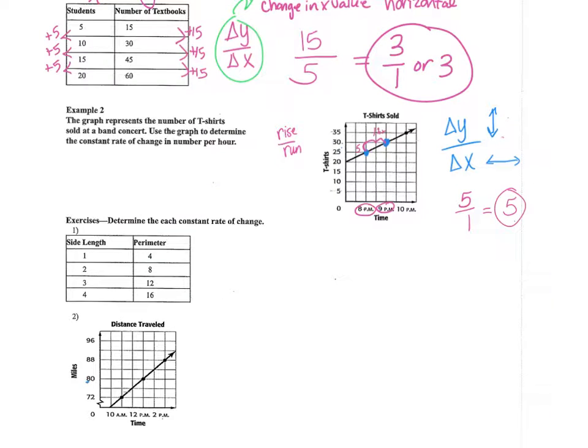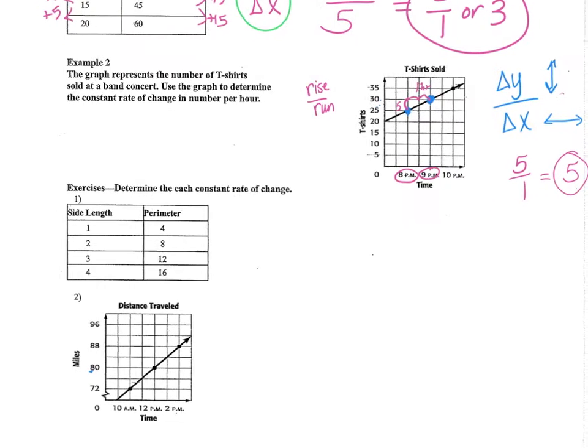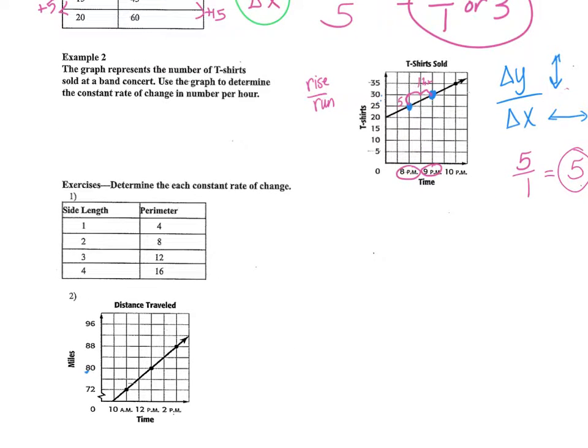Okay, I'm going to leave that graph over there. So the next exercise down at the bottom, that table, we're doing the same thing. I want to find my change in y on top of my change in x and then simplify it. So I've got my x values, that's the side length. My y is the perimeter. So from 4 to 8 goes up 4. 8 to 12 plus 4, 12 to 16 plus 4. So that's my change in y. It's changing by 4 each time.